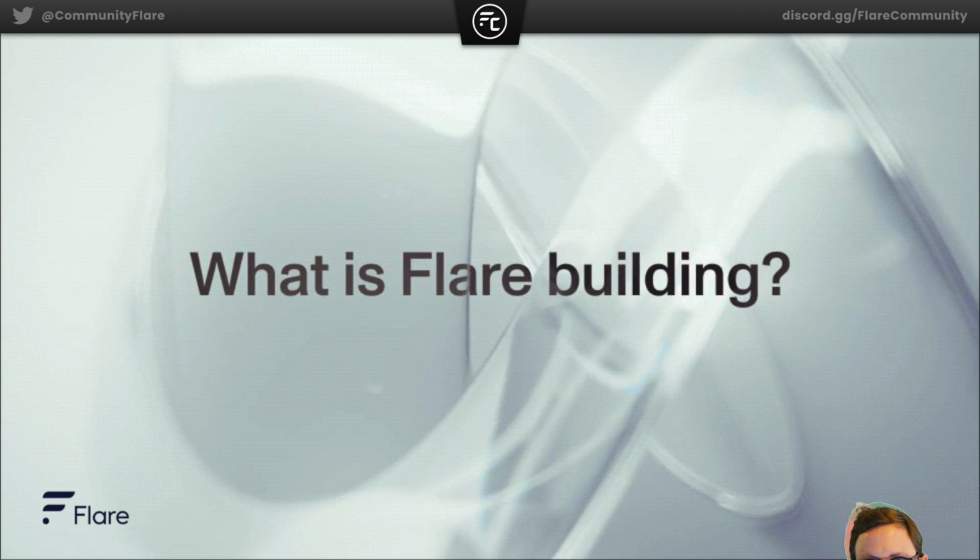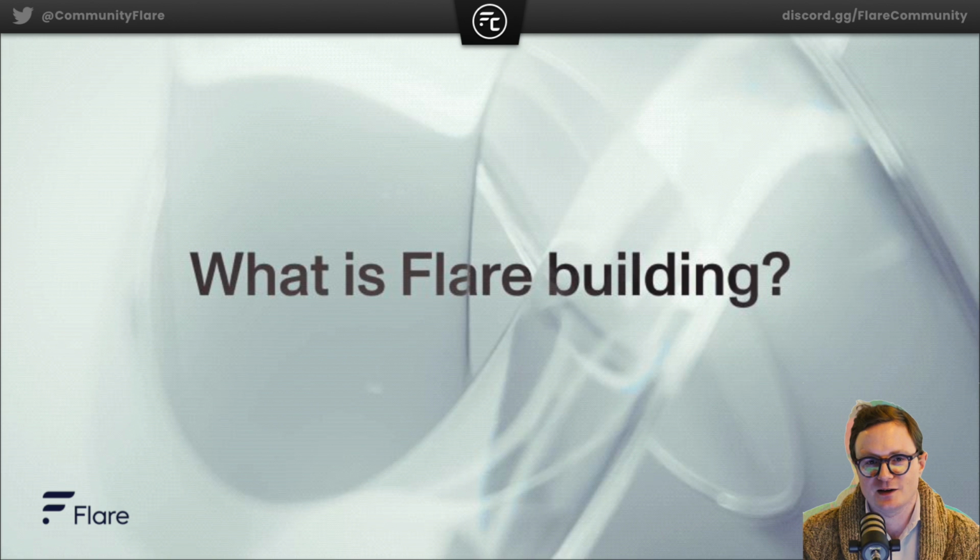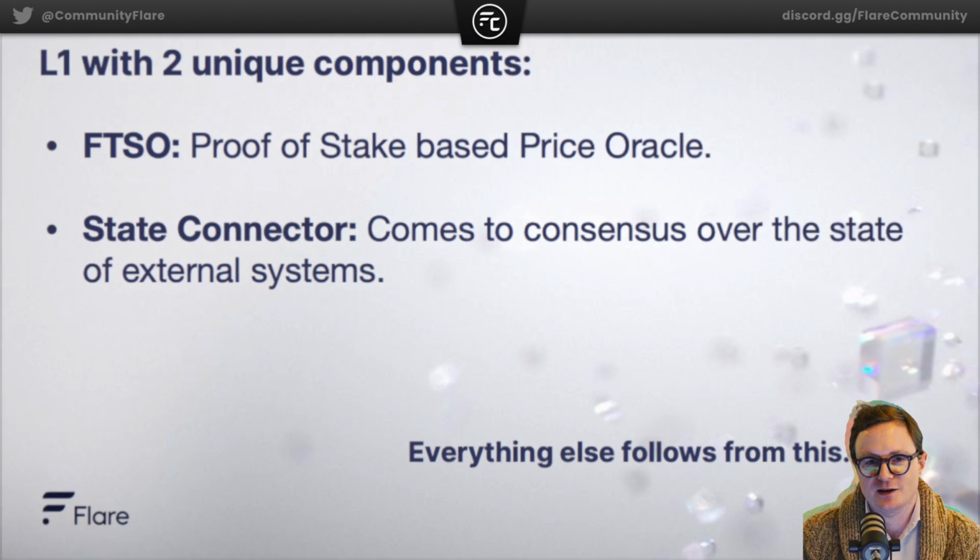So let's jump in. So I'm going to cover really what Flare is building. First of all, what makes it unique and what those capabilities that are unique about it enable. So Flare is a layer 1. It's a layer 1 that runs the Ethereum virtual machine. That means it has smart contracts, like many blockchains that run the Ethereum virtual machine. And it's fast.